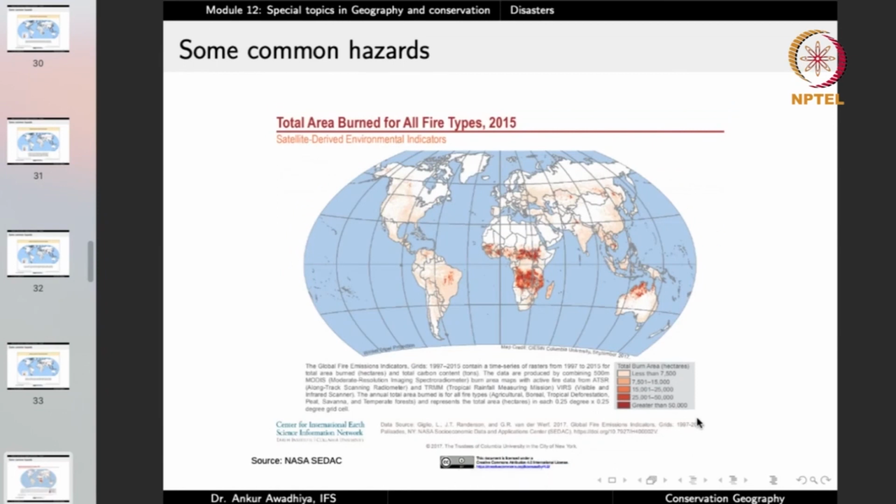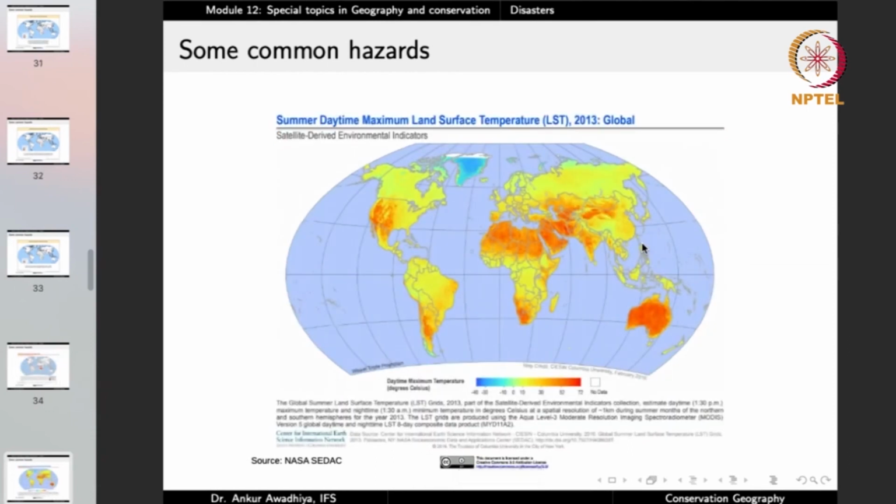If you look at forest fires, then a very high amount of forest fires is observed in Central and South Africa, Northern Australia, and Brazil. But in other areas like most of South America, most of North America, most of our country, and most of Asia, we have an appreciable amount of forest fires.